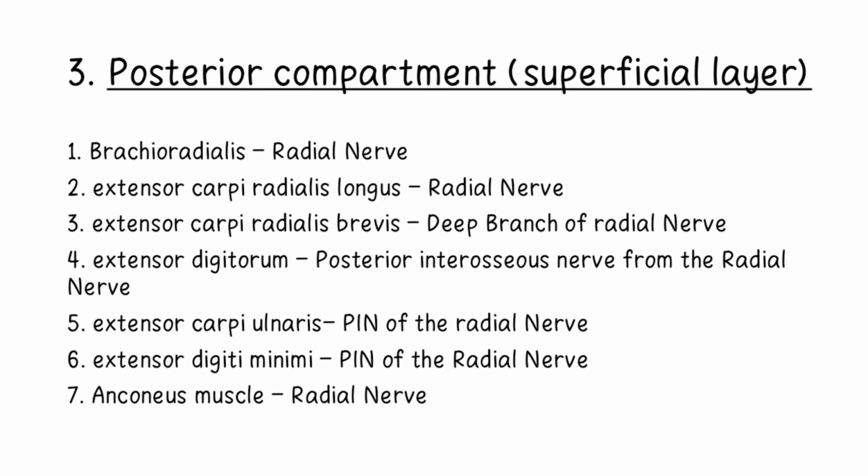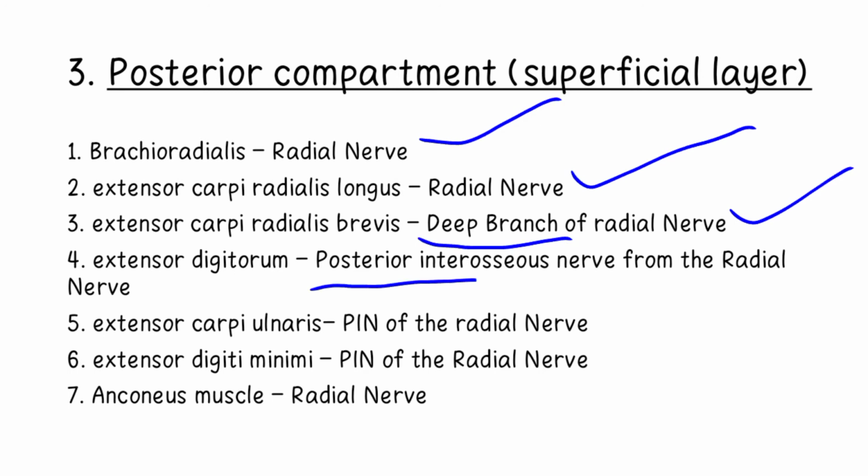Then we have the posterior compartment, the superficial layer. Here we have 7 muscles, and all the muscles here are all supplied by the radial nerve. The brachioradialis by the radial nerve, the extensor carpi radialis longus by the radial nerve, the extensor carpi radialis brevis by the deep radial nerve. They are all by the radial nerve. But what you will have to note is some little differences. Like here you have a deep branch.